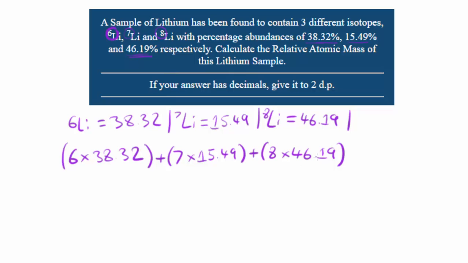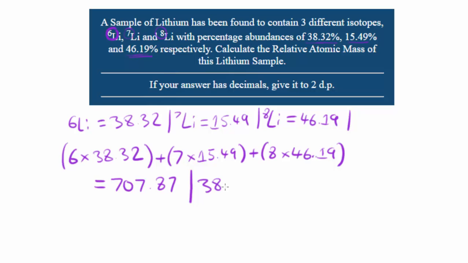If you get a calculator and work that out, I invite you to have a go at that. What you're going to get is 707.87. Now, what do we do with the 707.87? We need to divide it by the total percentage abundance. Sometimes the total percentage abundance might not be 100, so we do need to consider what the actual total is. So we need to add the percentage abundances to work out what the total is.